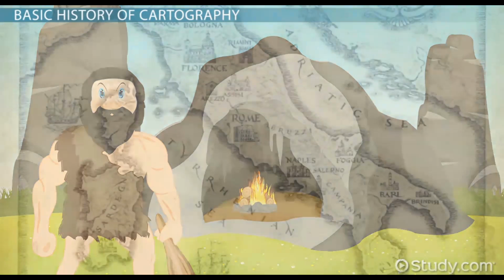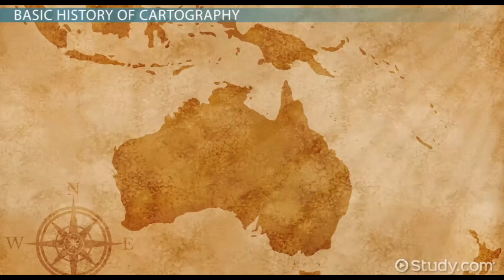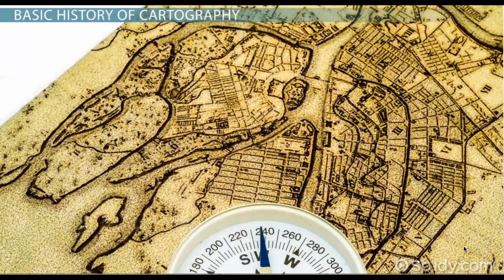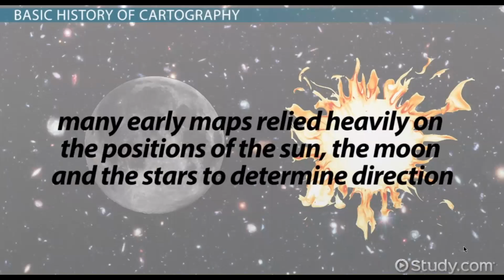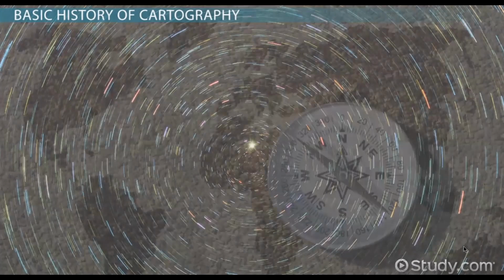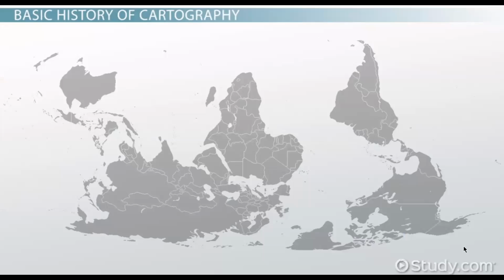Since then, maps evolved over time and had many uses. Some maps simply showed the elevations and terrain of an area, while others showed landmarks like mountains and rivers. Many early maps relied heavily on the positions of the sun, the moon, and the stars to determine direction. In particular, the North Star, Polaris, was used as an accurate indicator of the direction north. It has most often been a tradition in cartography to use north as the topmost direction on a map, though some ancient and modern maps put south on top.